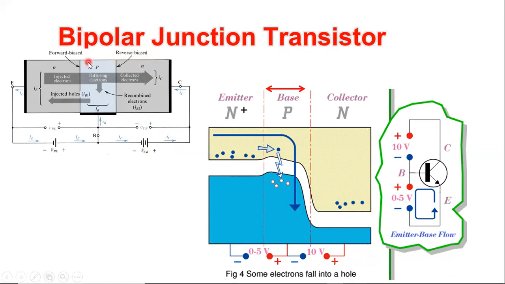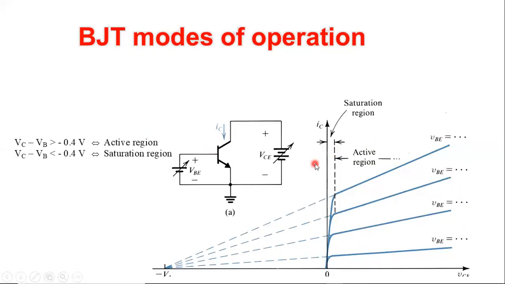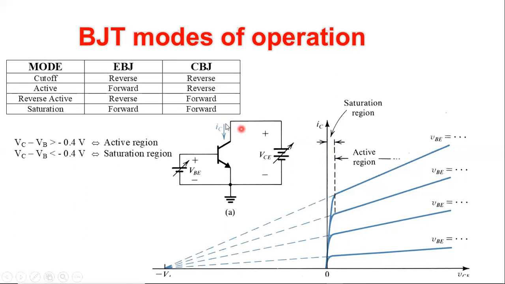If the base collector junction is forward biased, that means that the energy level of the N-type goes upward. Then we say that this is what's called the saturation mode. So the definition of the saturation mode, which you can see here, when VCE is very small, is when the emitter base junction is forward and the collector base junction is also forward. In this case, we call it a saturation mode. The other mode, the active mode, which we studied in detail, occurs when we have a forward bias in the emitter base junction and a reverse bias in the collector base junction.